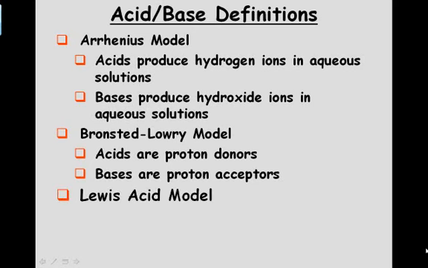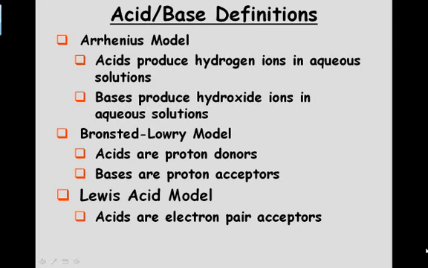Now the last model or method is the Lewis acid model. We're not going to spend a whole lot of time on this, but it's defined according to electron pairs. So acids are electron pair acceptors, bases are electron pair donors. So again, the one you're familiar with is Arrhenius. We want you to try to start thinking in terms of Bronsted-Lowry, so H+ acceptor, H+ donor. And the third definition, which is probably the least useful for us, is the Lewis acid model.